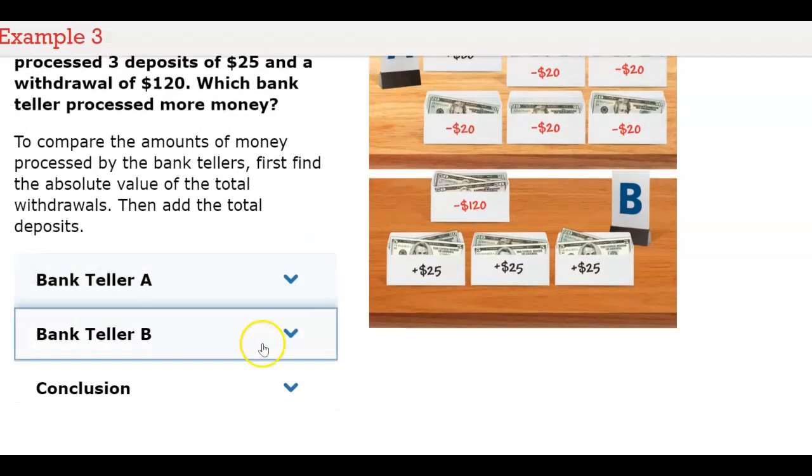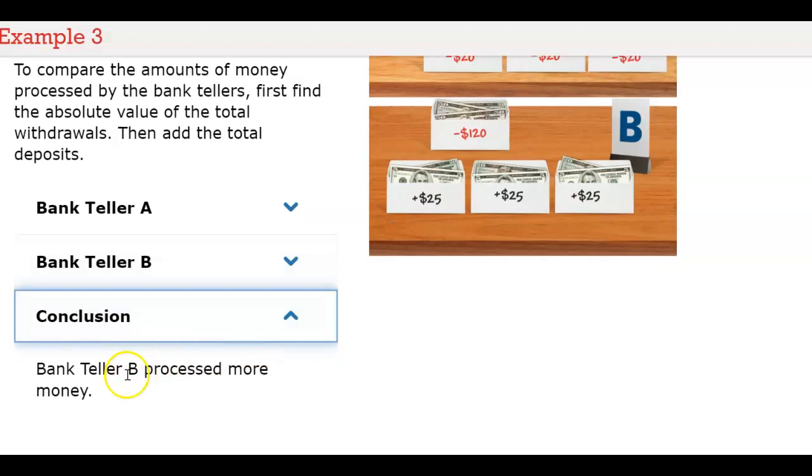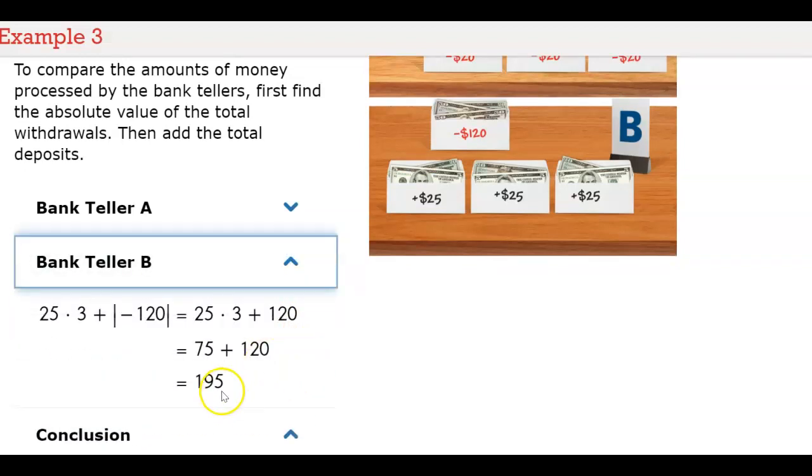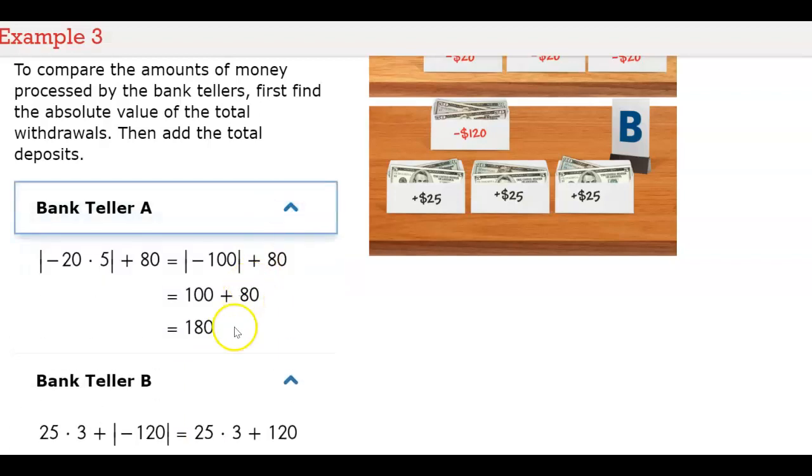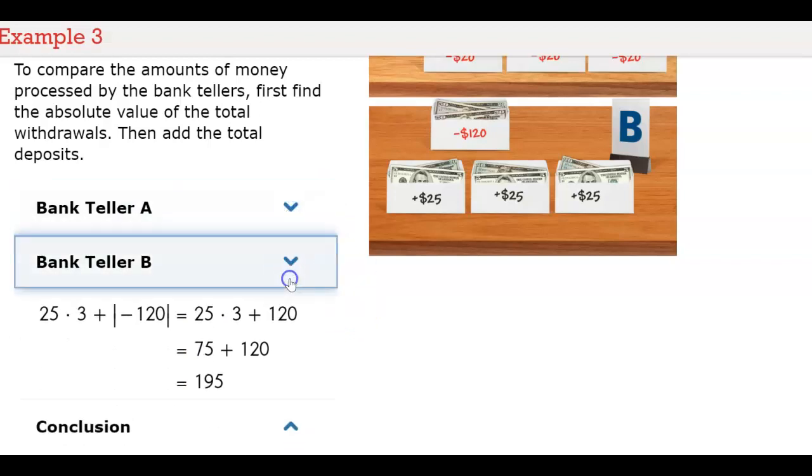So now that we have the total for each teller, teller B processed more money because he had $195, and teller A only processed $180.